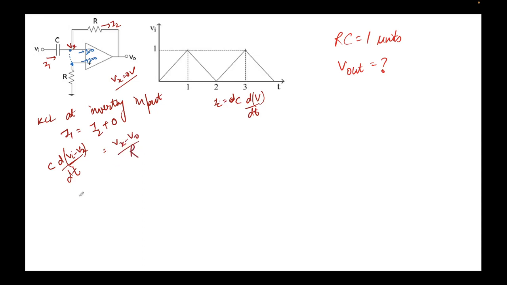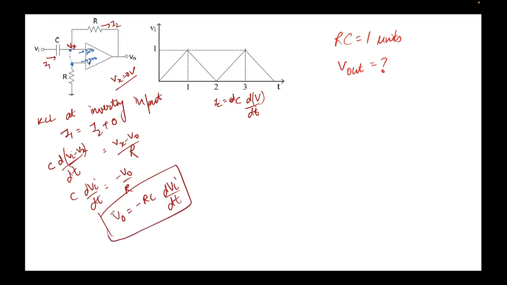Very good. What do we get here? Vx is equal to 0, so I can simply write C dVi over dt equal to minus V0 over R. V0 is minus RC dVi over dt. Right, this is the expression. Note that there is an RC constant naturally, and we are differentiating the input voltage and inverting it also. Due to this feature, this is called a differentiator circuit.